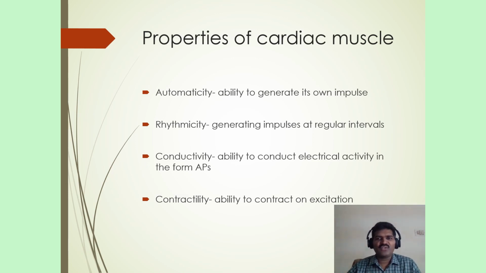So what are the properties of cardiac muscle? Does it have any specific properties? Yes, of course. The most important property is automaticity, which is the ability to generate its own impulses. Then the rhythmicity. Rhythmicity means generating impulses at regular intervals and propagating them. Conductivity is the ability of the heart to conduct electrical activity in the form of action potentials. Contractility is the ability to contract when it is excited by an action potential.